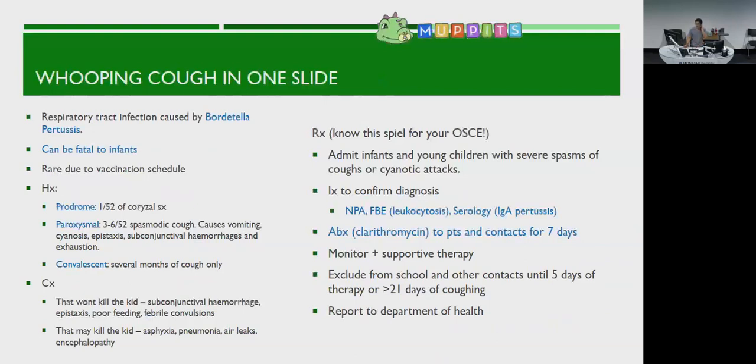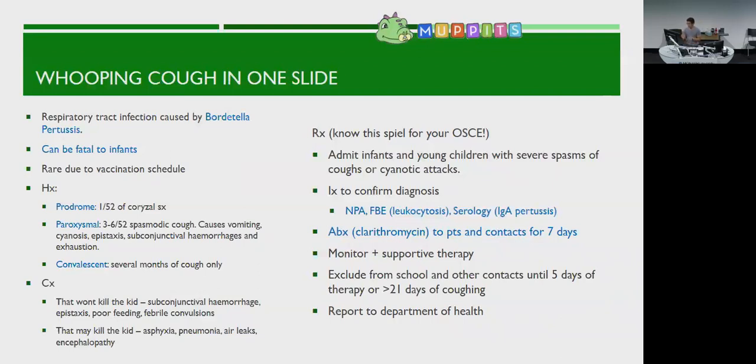Complications that you should be able to tell the parents about: what to be worried about and when to come back. Things that we can see and won't kill the kids: some subconjunctival hemorrhage, nosebleeds, poor feeding, febrile convulsions. And stuff that can really send the kid in for a bad time, which we'll probably admit them for, includes asphyxiating, developing a secondary pneumonia, developing air leaks in their lungs, so bullae, which can then turn into pneumothoraces, uncommon but possible, and becoming encephalopathic because they're coughing so hard that they can't breathe, not enough oxygen is getting to their brain and they're getting confused.